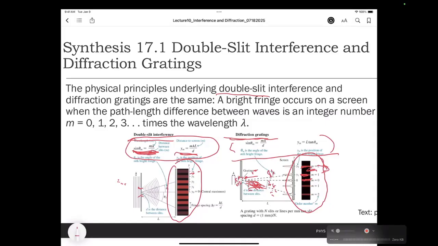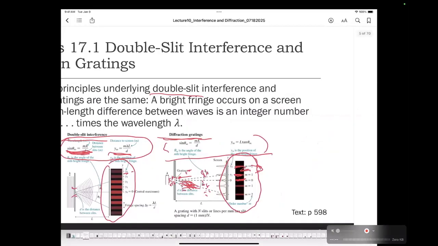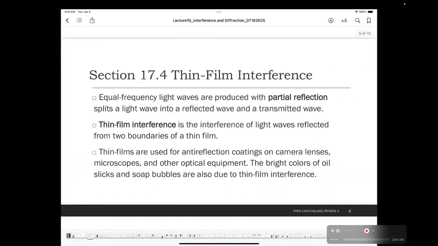Okay, yeah, this is what we talked about in the last class. Okay, let's continue to talk about something in today's class. Firstly, we talk about thin film interference. Actually, I don't know if you have heard about this thing.